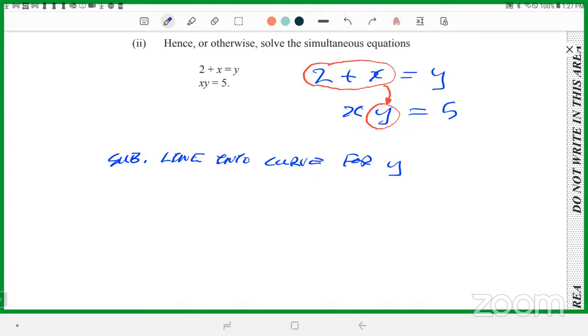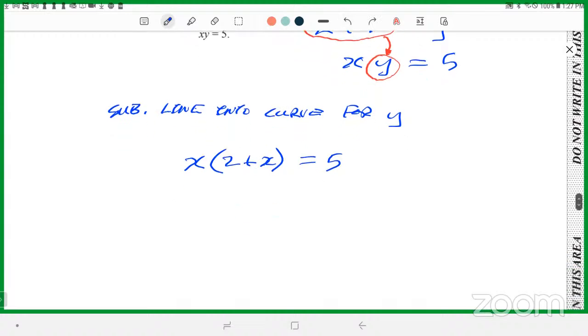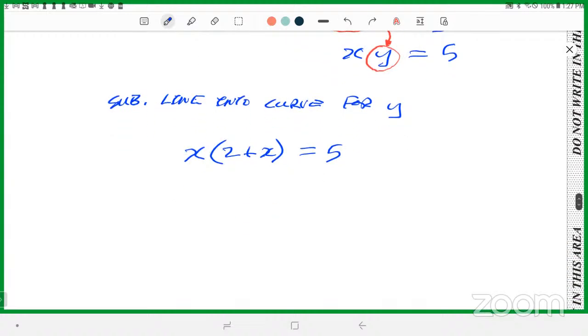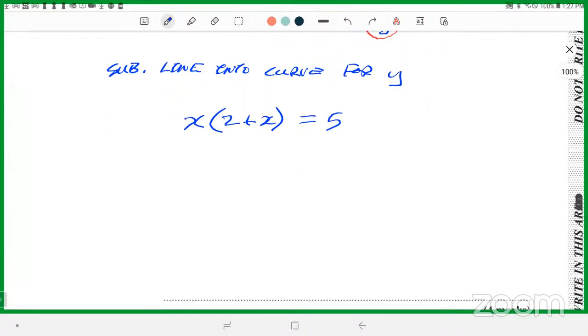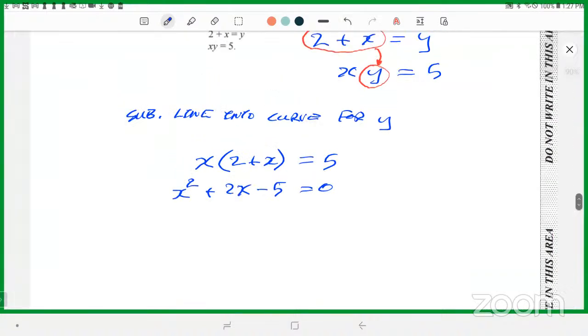This is going to become x times the 2 plus x equals 5. That's what this becomes when you put the line into it. And so you're now solving an equation with x alone in it. It's actually a quadratic equation. I'm going to just set it out like a quadratic right away. So it becomes x times x is x squared. Let's do that part first. Then x times 2 is 2x, plus 2x. And then this 5 comes over and it becomes a negative 5 equals 0.